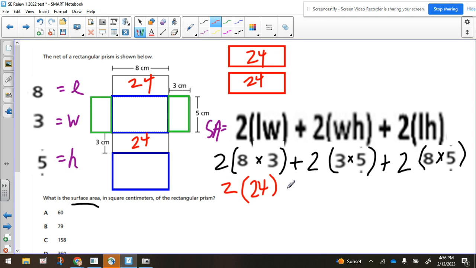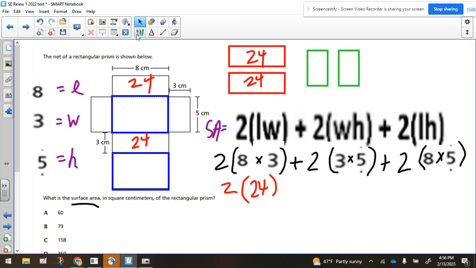All right, so moving on to the next grouping, the 3 by 5. Wouldn't that be this green piece, right? We have 2 of those. 2 of the 3 by 5s. 3 by 5, of course, would be 15.